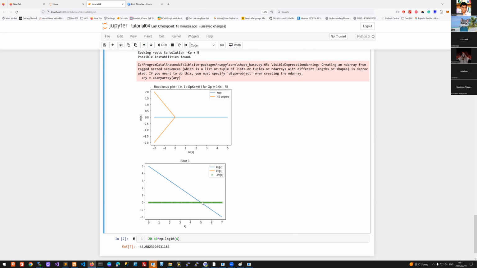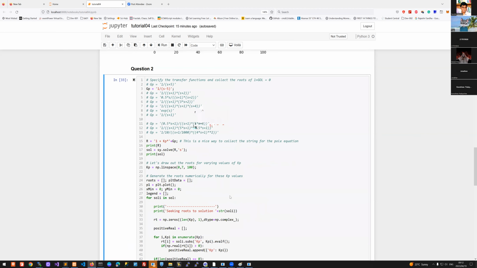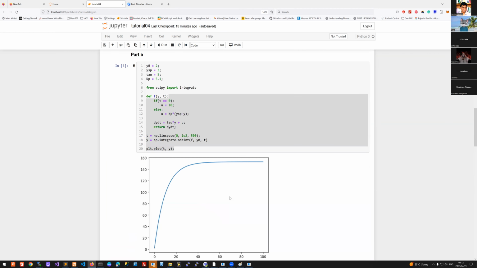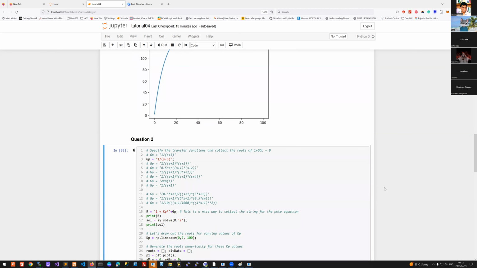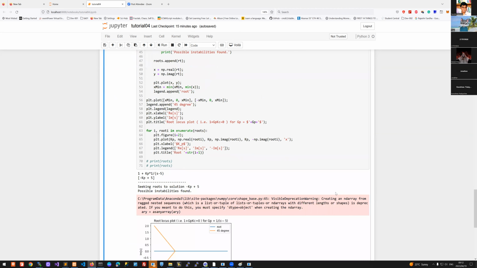Before 5, the real part is positive. That means it's unstable, like we showed earlier. And then after a value of 5, when KP is more than 5, the real part is negative, and then we get stable operation. It does steady out. So it doesn't guarantee we'll get to our set point yet, but it does guarantee stable operation. So that's how you read the graphs.